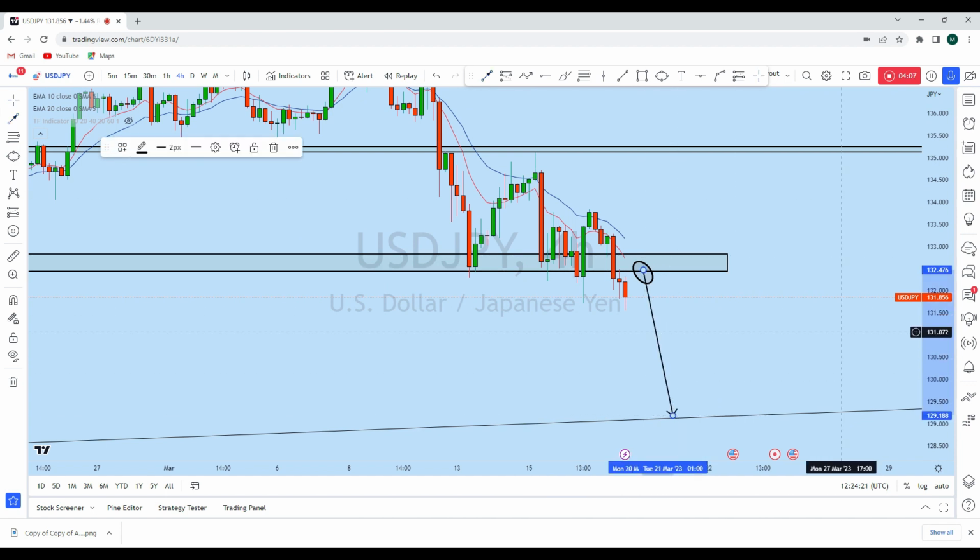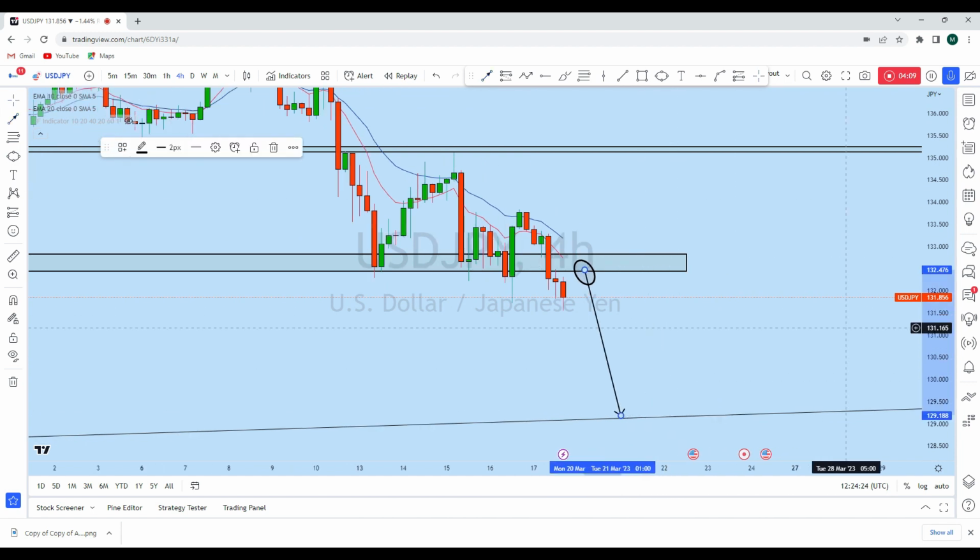So as soon as we find an opportunity along this zone to short dollar yen, we will consider going short with a high probability trade setup with our students.